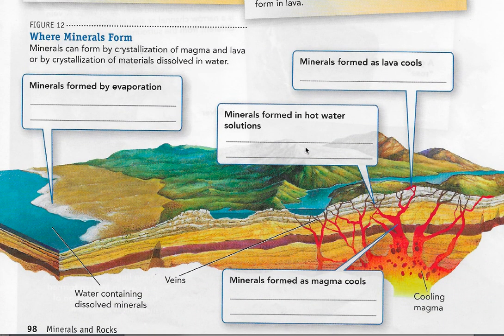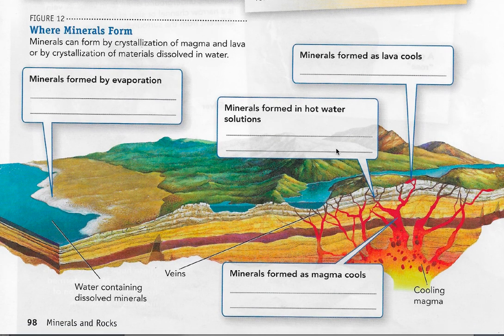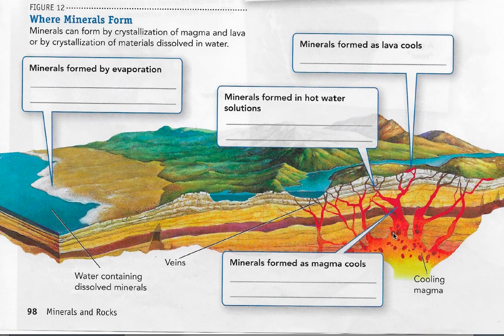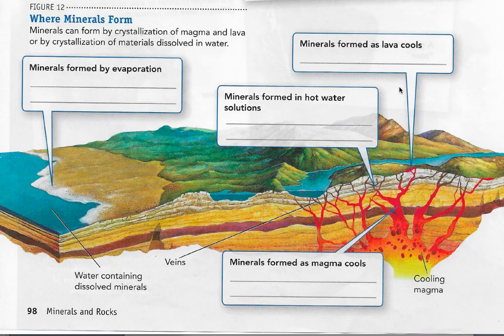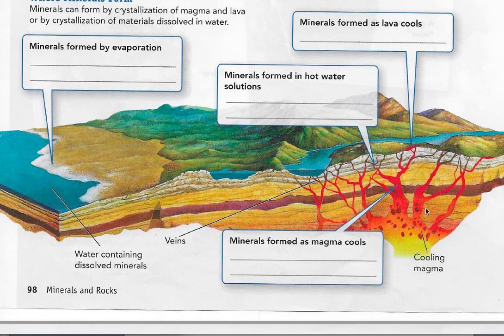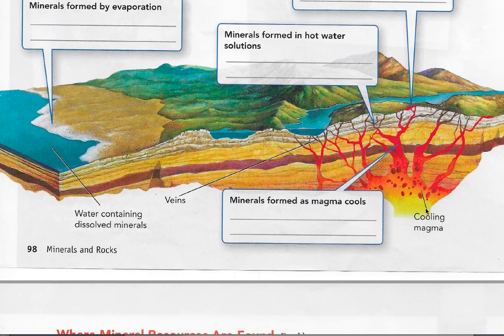All right, so this Figure 12, please look at this. Minerals formed from lava form on the Earth's surface. If they cool deep below the Earth, as magma cools, they have large crystals. Small crystals on the surface, large crystals in the ground. They form in the ground.